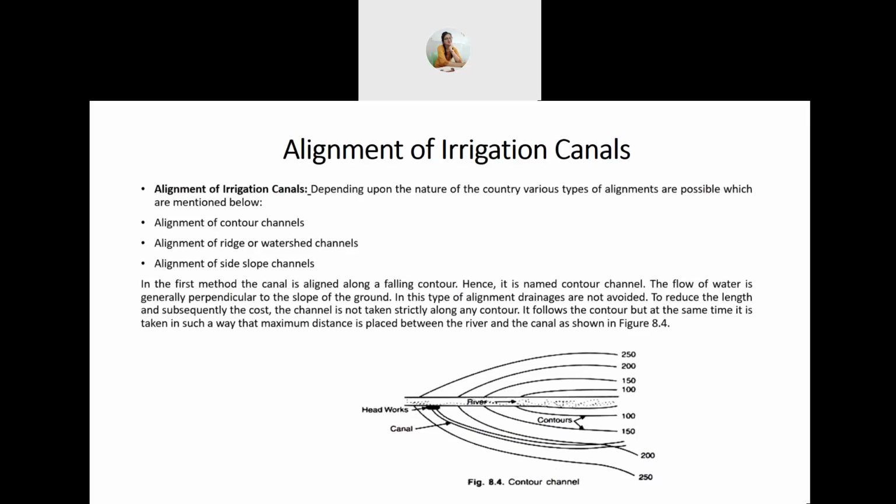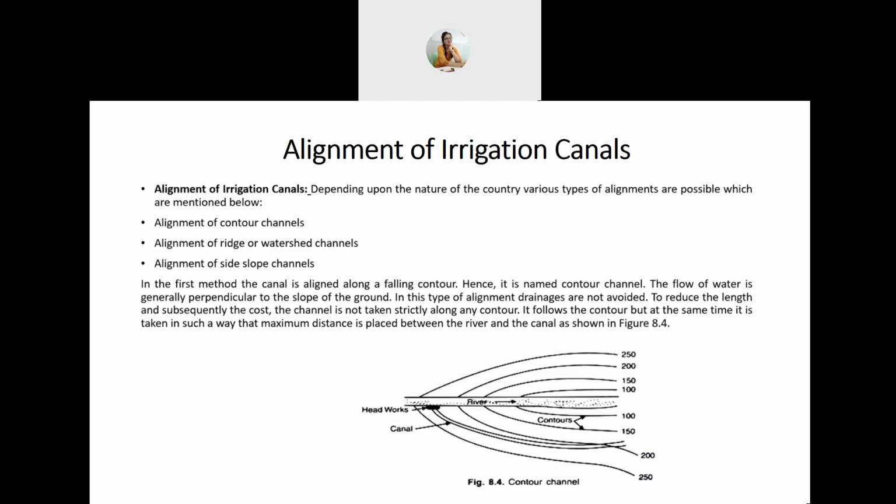The first alignment is alignment of contour channels. Second is alignment of ridge or watershed channels. Third is alignment of side slope channels. In the first method, the canal is aligned along a falling contour. Hence, it is named as contour channel. The flow of water is generally perpendicular to the slope of the ground.